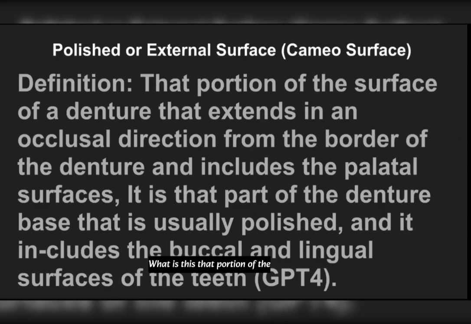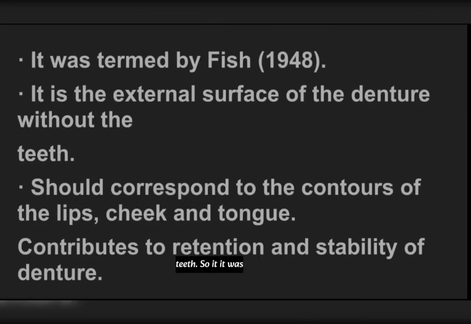Next is the polished or external surface. What is this? That portion of the surface of a denture that extends in an occlusal direction from the border of the denture and includes the palatal surface. It is that part of the denture base that is usually polished, and it includes the buccal and lingual surfaces of the teeth. It was termed by Fish. It is the external surface of the denture without the teeth. It should correspond to the contours of the lip, cheek and tongue and contribute to retention and stability.